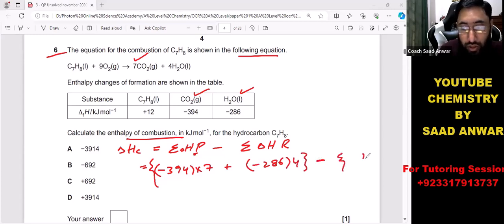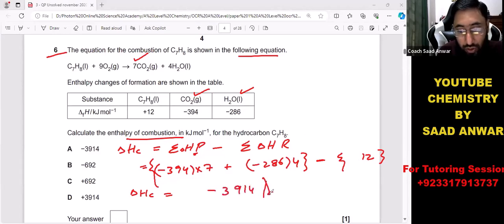Then the reactant is 12, and it's just 12. For oxygen, it's not a non-zero value: for an element, by definition, the enthalpy of formation is zero. So guys, when you solve it, we get minus 3914. So this is the answer, and option A is the correct one.